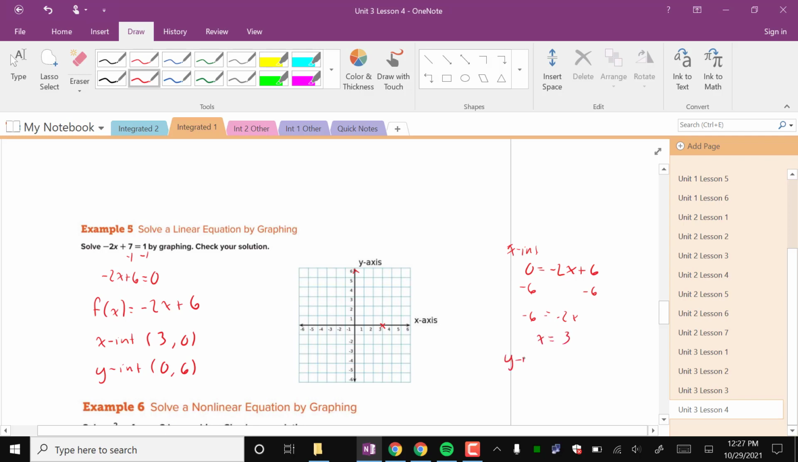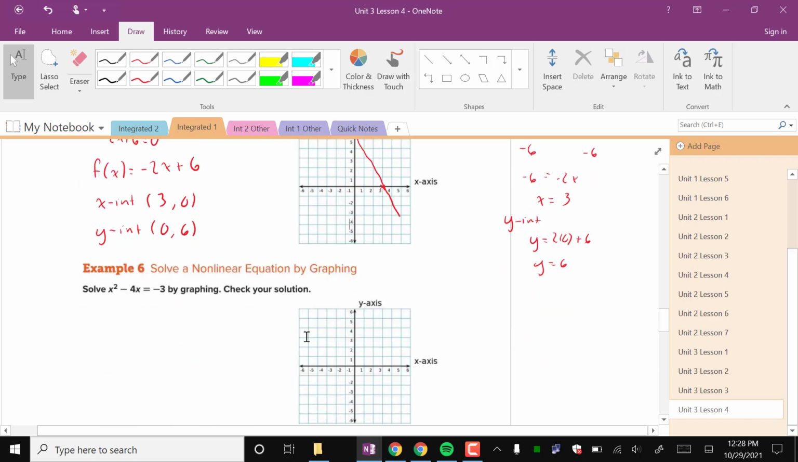And then our y-intercept is y equals negative 2 times 0 plus 6. So y equals 6. That's how I got the two of them. That's not a great line. Start there, go there. Again, not a great line. Let's just try it as best we can. It's not the straightest, but there we go. There's our line.